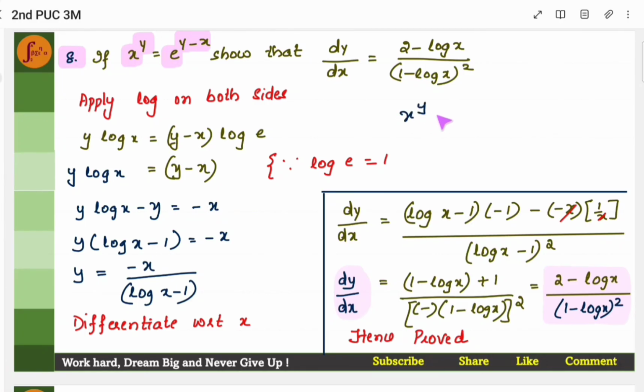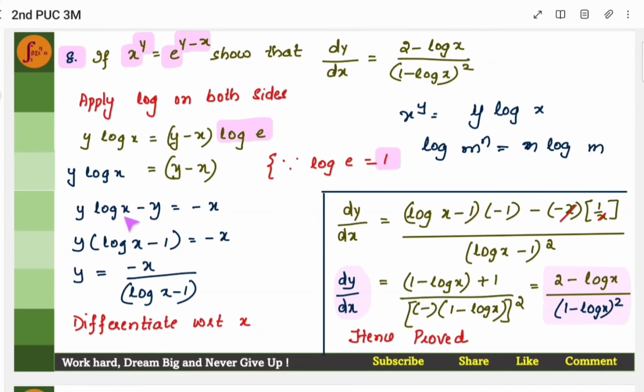If I have something like this, if I apply log, it will become y log x. Log m to the power n is n log m, using this log property. So I'll get this log e. Remember this, the value of log e is 1. So I'll get y minus x.